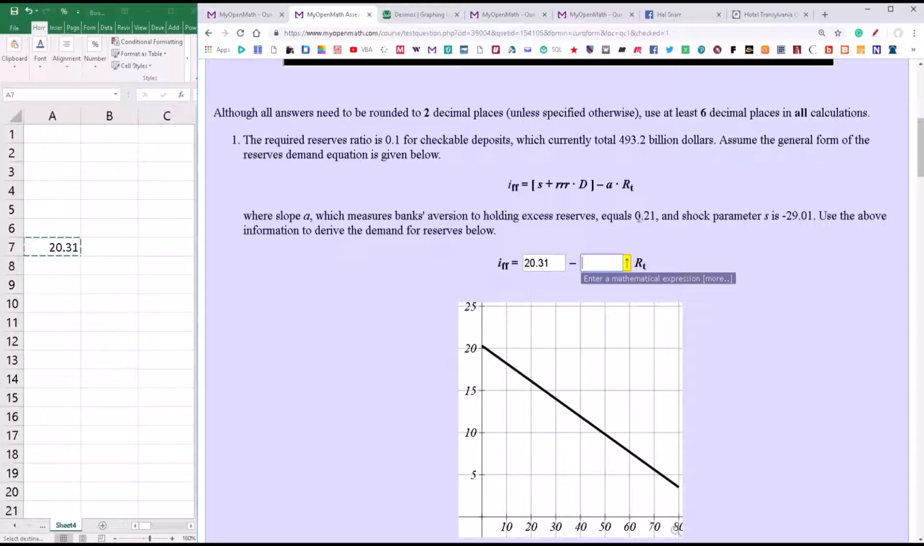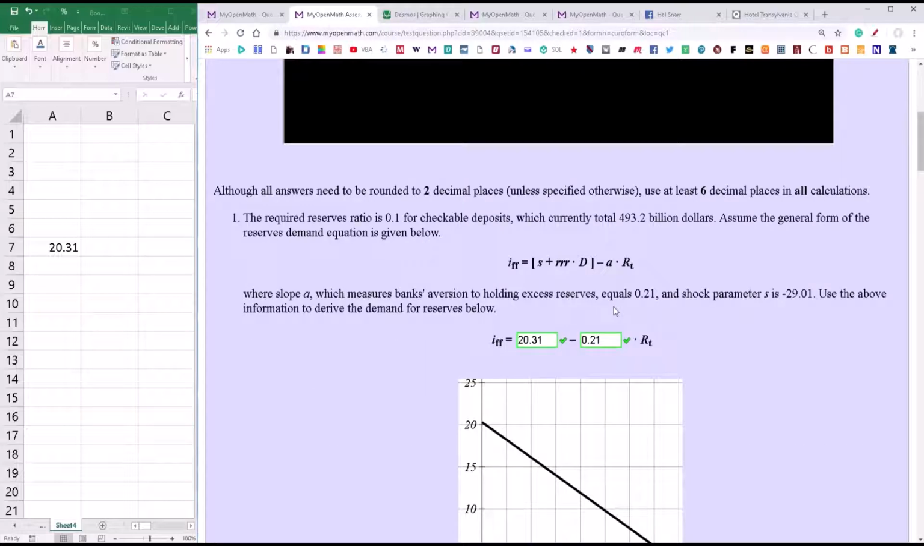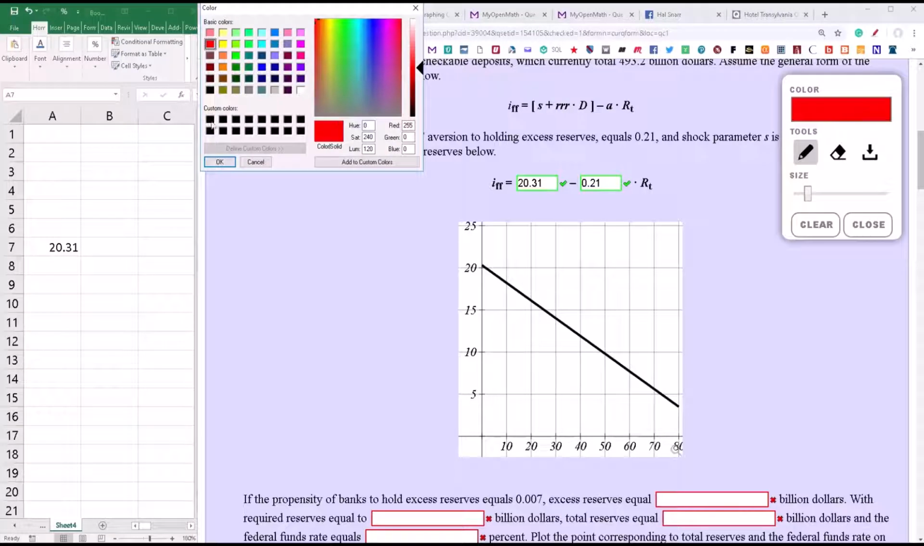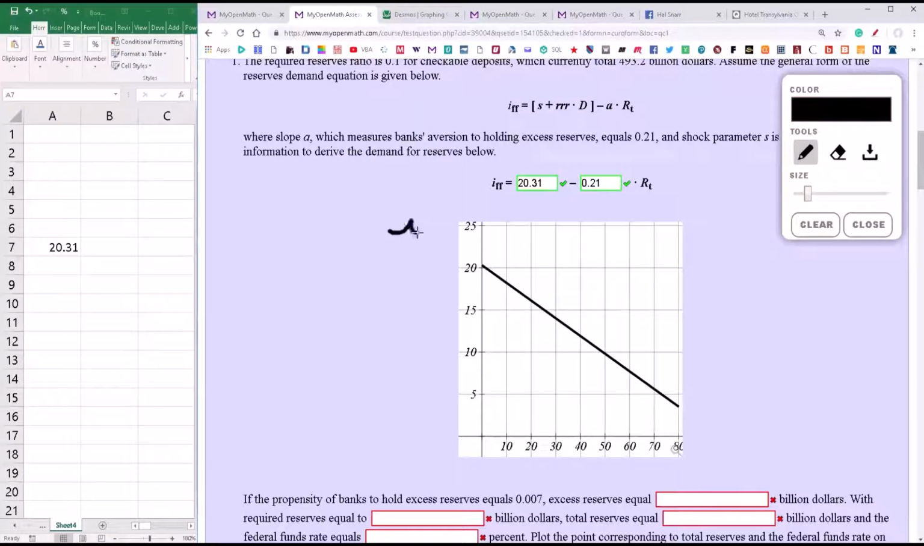Now A, the aversion to holding excess reserves, is 0.21. So we're going to copy and paste that right there. And we hit enter, and we get the demand curve for reserves, which is graphed right here. Okay, so let's go ahead and graph it. Change that to black. So the y-axis is the federal funds rate, FF or federal funds interest rate. This is reserves demand, and this is the quantity of reserves. I can call it R or RT, whatever.